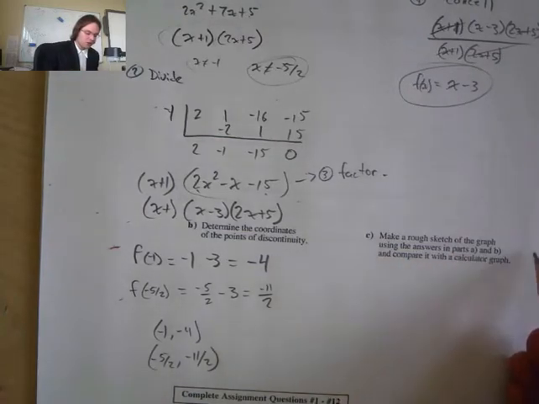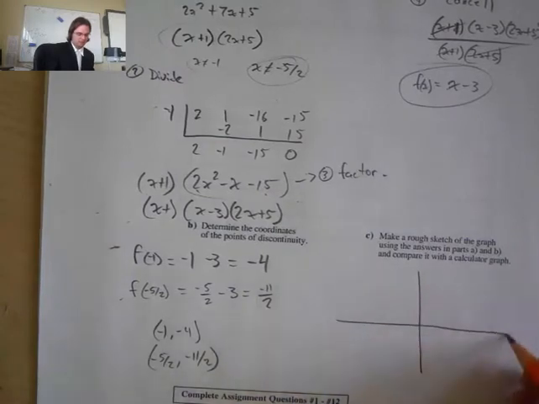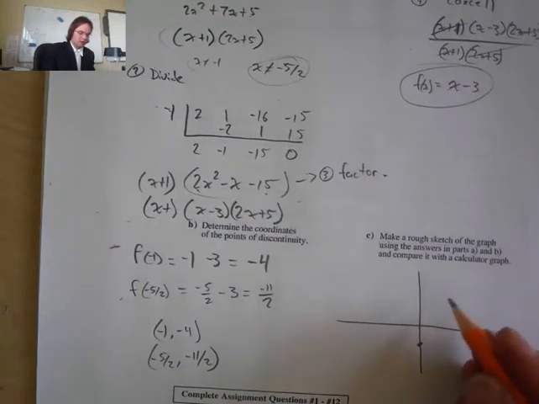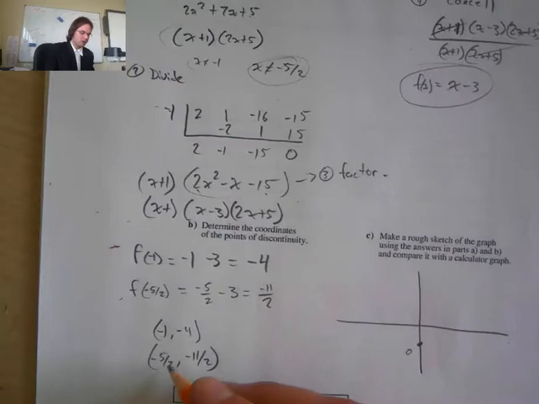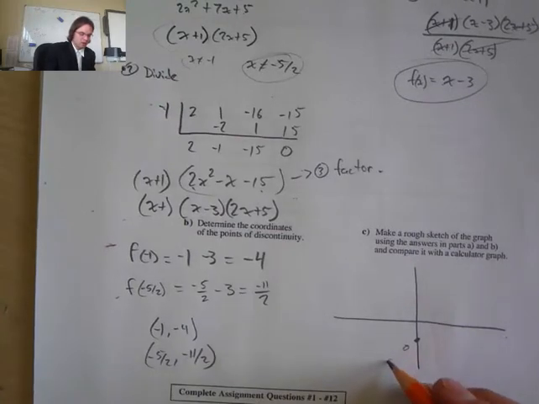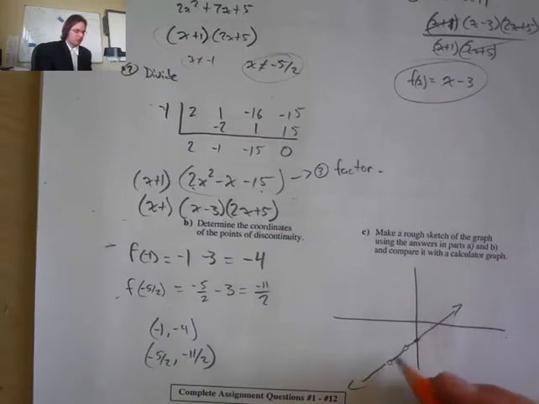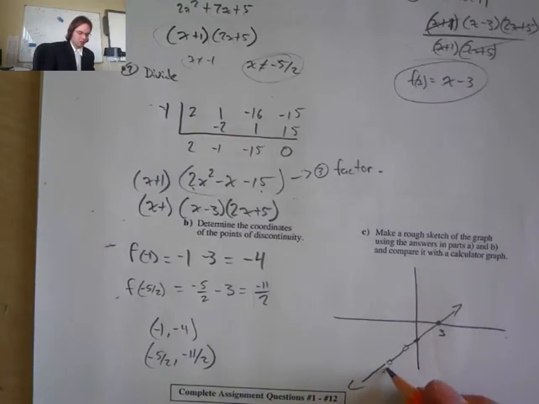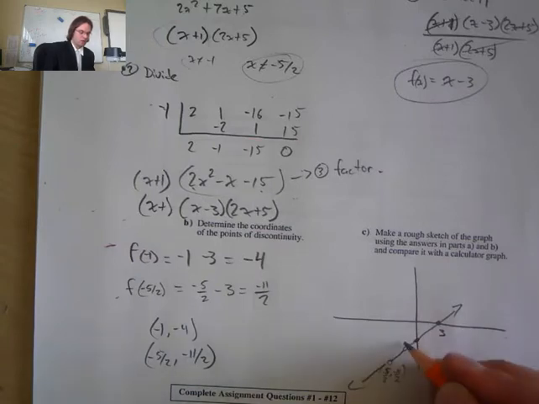And so now we know we have negative 1, comma, negative 4, and negative 5 over 2, comma, negative 11 over 2. Those are my 2 points of discontinuity. Next is make a rough sketch of the graph from our answers. So I know negative 3, that's my y-intercept right there. And we have negative 1, negative 4. So here's 1 point of discontinuity. That's going to be negative 2.5, and there's going to be my other one. So my graph is going to look like this. Okay? This value here is going to be negative 3. This value here is negative 5 over 2, comma, negative 11 over 2. And this point here is negative 1, negative 4. All right?